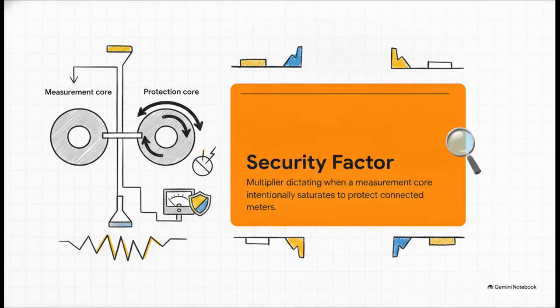So, to protect those super-sensitive ammeters, engineers rely on something called the instrument security factor. They design the iron core so that it intentionally saturates at a low multiplier, usually around just 3 or 4 times the normal current. This ensures that the secondary current literally stops scaling up before it can fry your measuring coils. It's basically a carefully engineered bottleneck designed strictly for protection.